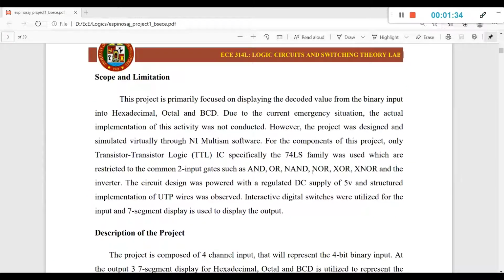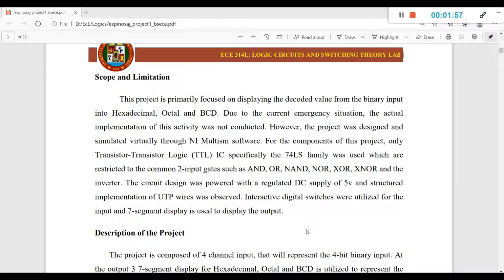The scope and limitation of this project is primarily focused on displaying the decoded value from binary input into hexadecimal, octal, and BCD. Due to the current emergency situation, the actual implementation of this activity was not conducted. However, the project was designed and simulated virtually through NI Multisim software.